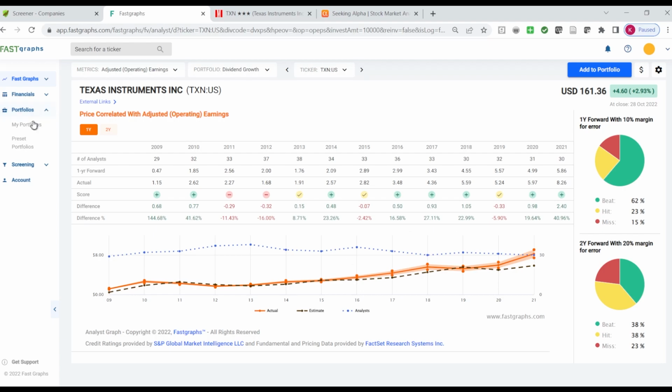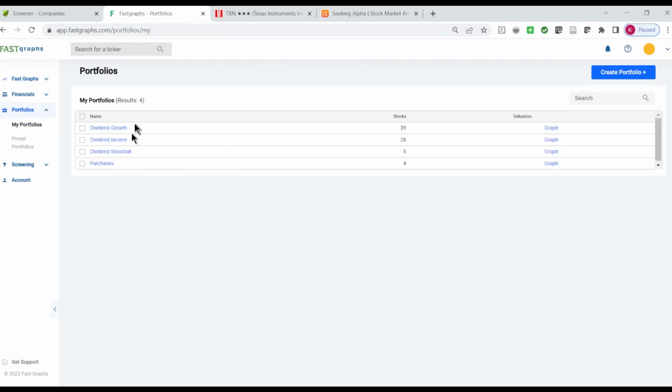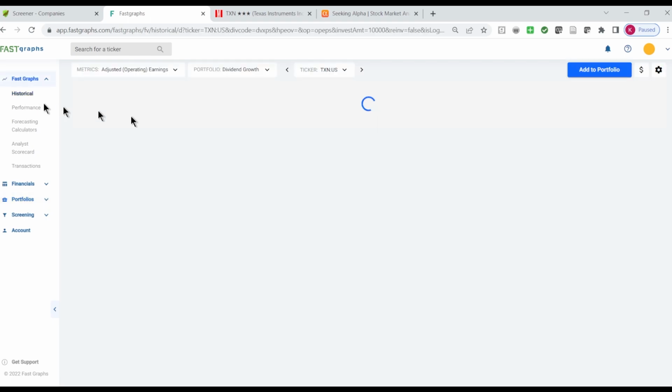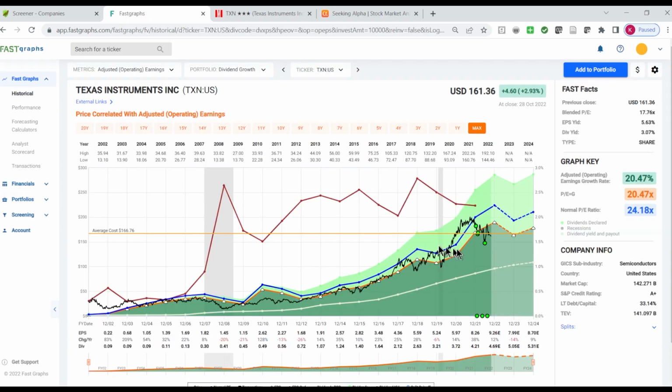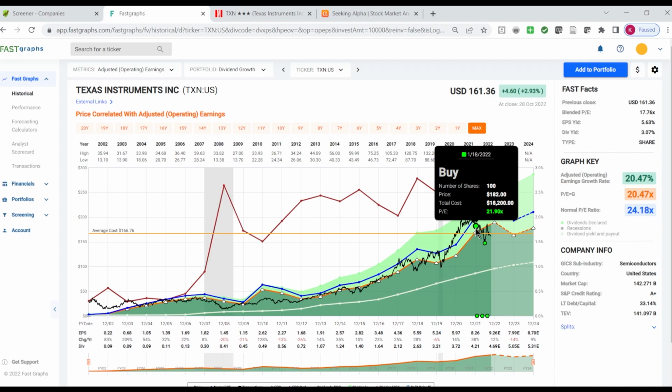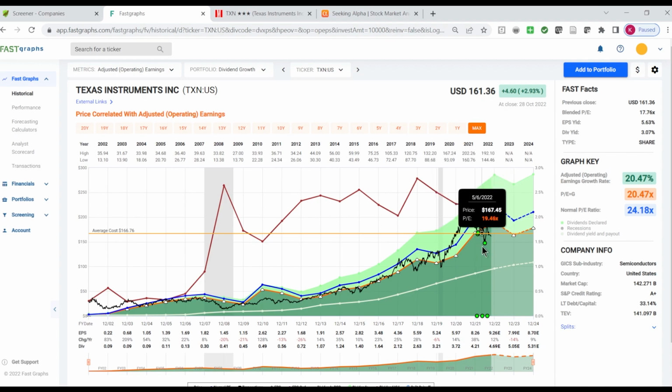I can manage portfolios on here as well. So you can see I have a dividend growth, dividend income, dividend snowball portfolio in here. And what that will do, let me move back to Texas Instruments. What that'll do is it'll show you these green dots. These green dots are when I bought Texas Instruments.